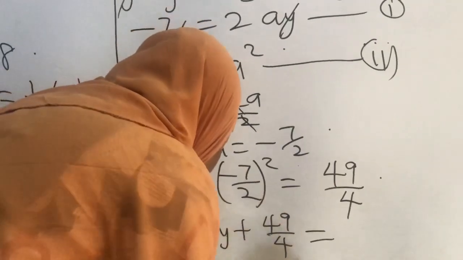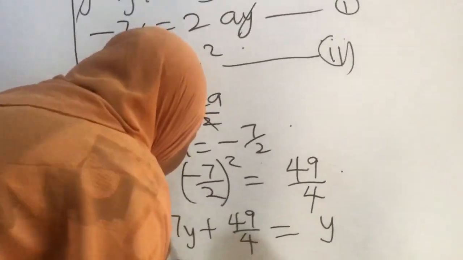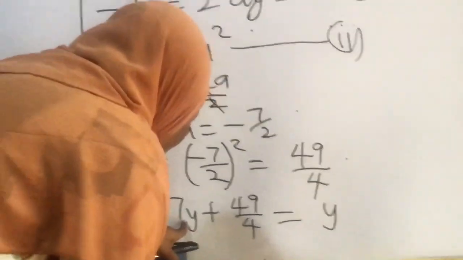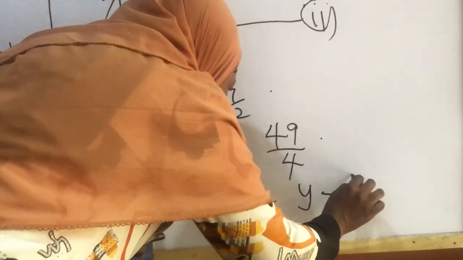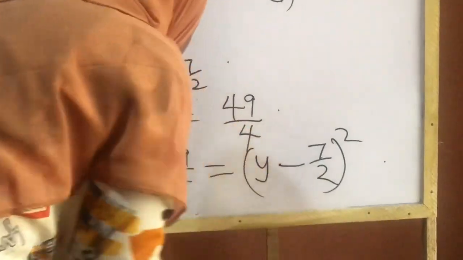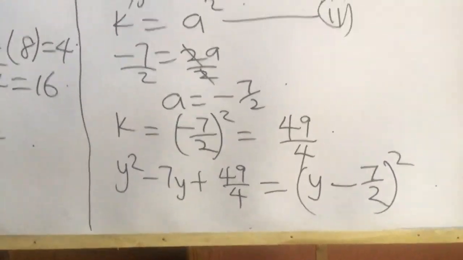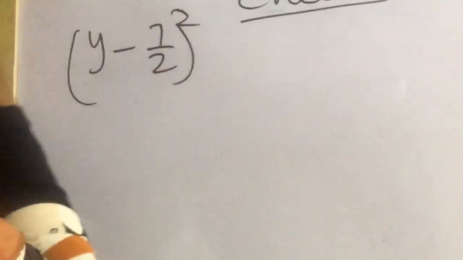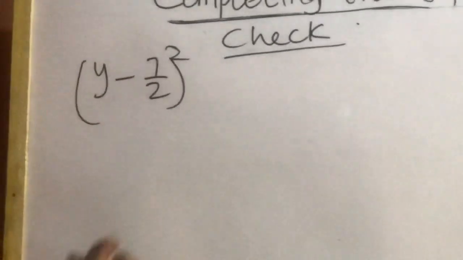So for us to write it, you write y, then half of the coefficient of y. The coefficient of y is minus 7. So half of it, you add it to it. So minus 7 over 2, you square it. So let's check whether we're going to get y squared minus 7y plus 49 over 4 back.